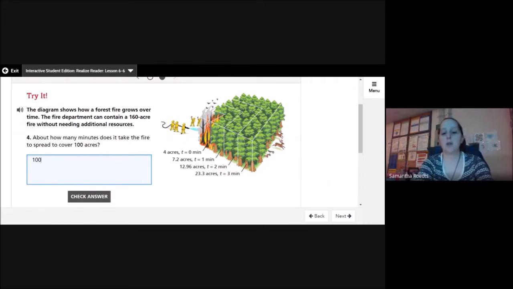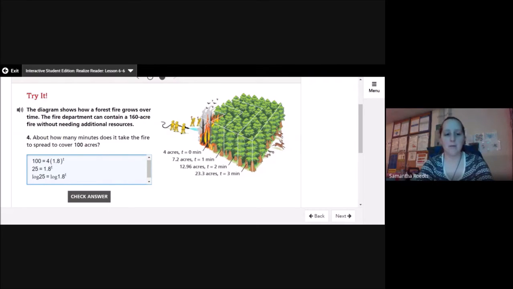So 100 is going to be my goal, equals 4, which is the original amount of acreage that we're looking at, times 1.8, the amount of time that the fire spreads each minute, to the t. So just like we did in the previous example, I'm going to divide both sides by 4. 100 divided by 4 is 25, equals 1.8 to the t. From here, I'm going to take the log of both sides. So log 25 equals log 1.8 to the t.